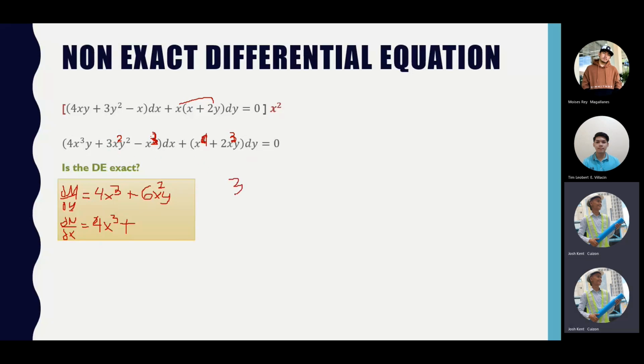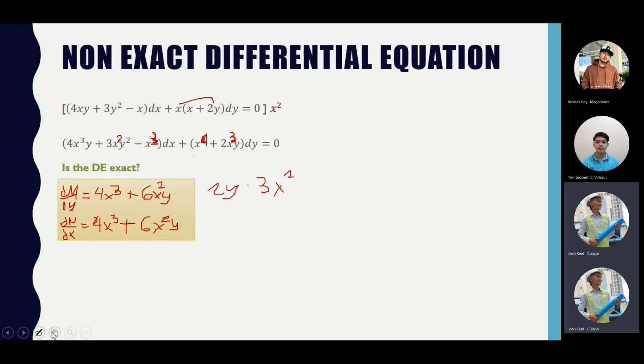In here, we treat x as constant, right? So 3x squared times the derivative of y squared is just 2y. So it gives us 6x squared y. So our partial of m is now correct. Under the partial of n with respect to x, we have the integral of 4x to the power of 4, which is 4x cubed, plus 2y times the derivative of x cubed, which is 3x squared. So this gives us 6x squared y.